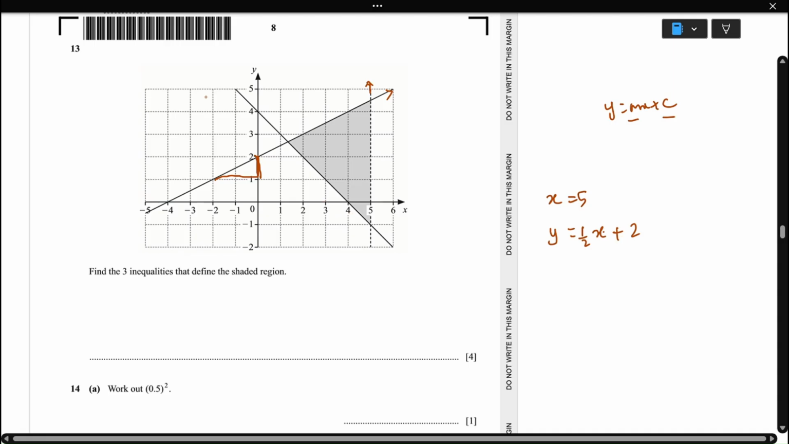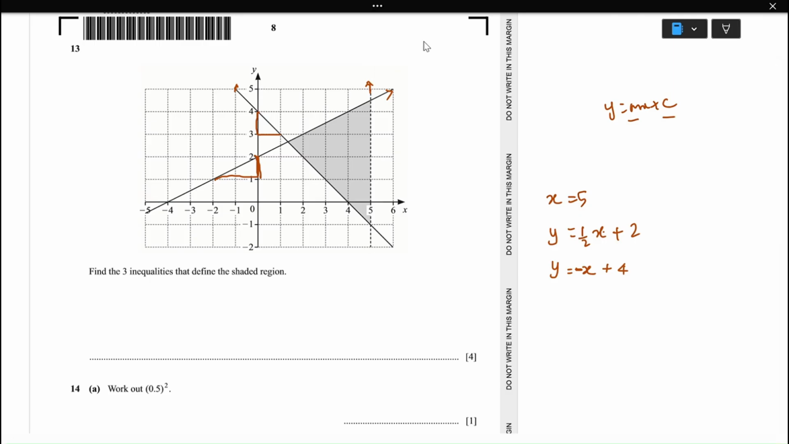Now third equation, I'll find out this one. Here the gradient is going to be 1, because the vertical height and the horizontal height are both 1. The y-intercept is going to be 4. But here one small change, the line is going down, so this is going to be a negative gradient because the line is going downwards. So these are all the equations. Now we need to find the inequality.